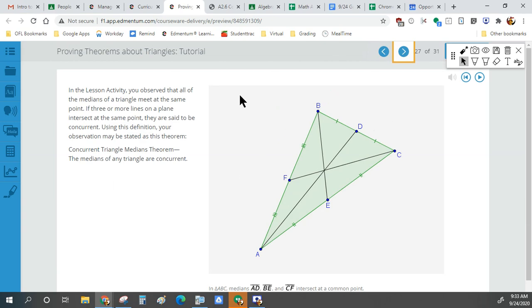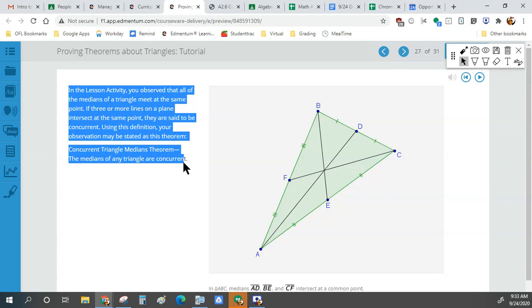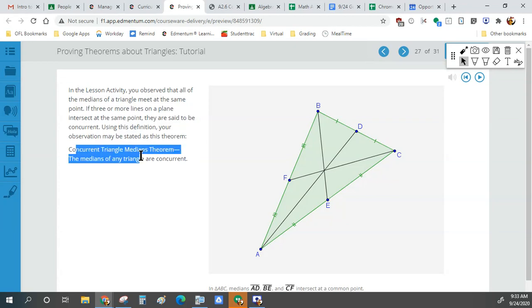All right, so this is just saying that medians intersect. So we proved that all of these intersect. In that activity, we learned that all of these intersect. That's the concurrent triangle median theorem. That just says if you have the medians, all the medians will intersect at one point.